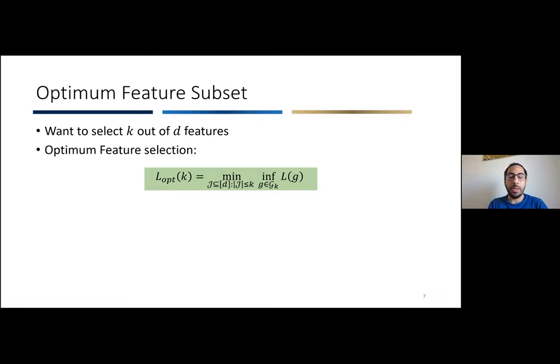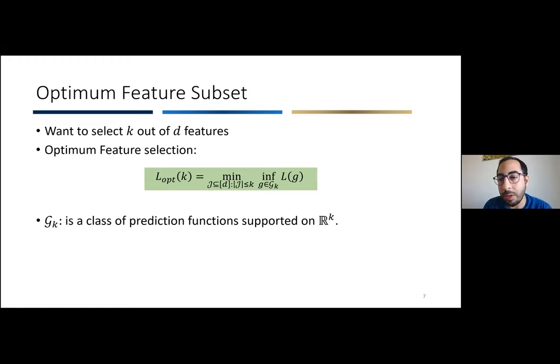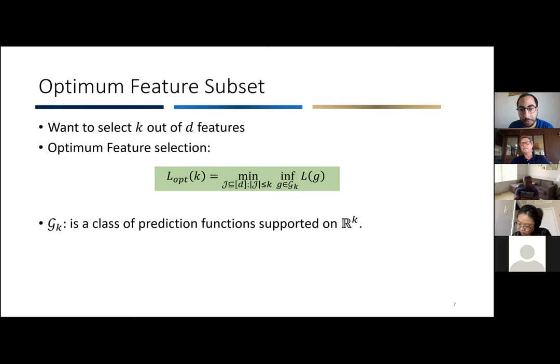And this is the optimal loss that we can get as a function of k, where the first minimization is taken over all feature subsets of size at most k. And then the second minimization is taken over all prediction functions that are supported on R^k. And we are calculating the loss of those predictors. So clearly, this loss function is the optimal loss that we can get when we select k features. So it's a function of k, and it's also a function of the joint distribution.